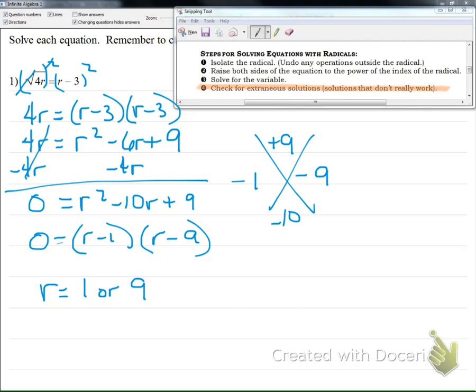Now, because we're working with radicals, we need to make sure we don't forget the fourth step: check for extraneous solutions. What that means is you have to plug your two solutions back into the original equation. You must do this whenever you have a radical in an equation. Just because it's a quadratic doesn't mean that both solutions will work. So let's try the first one. Write the original equation, but everywhere you see an r, replace it with 1.